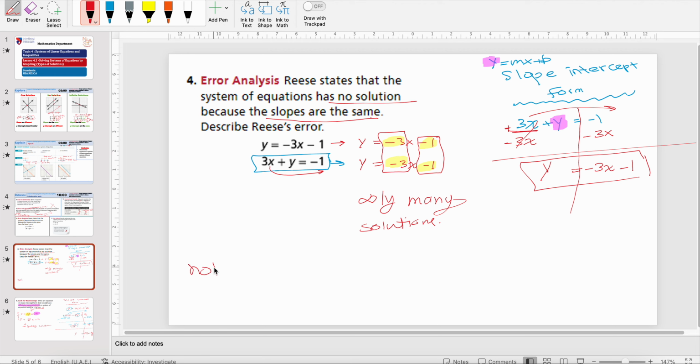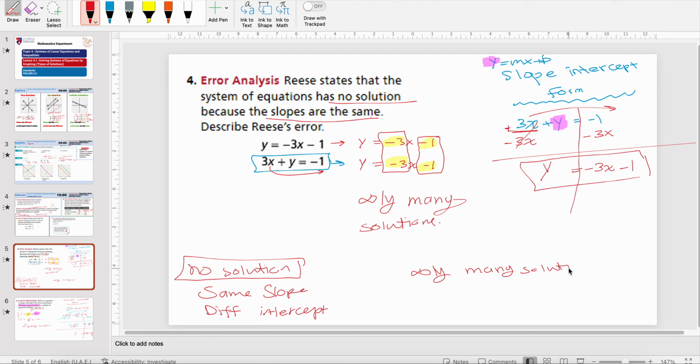Remember, no solution. What is this? A no solution. They have same slope, different intercept. Okay? Infinitely many solutions. They have same slopes, but also same intercept.